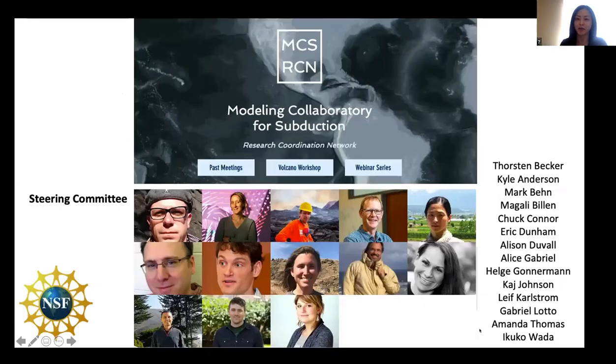I'm Ikuko Wada from the University of Minnesota. So Modeling Collaboratory for Subduction has been mentioned by Harold as well as the working groups in their presentations. It is currently funded by NSF RCN, Research Coordination Network, and it is in the planning stage, just like SZ4D. This MCS is led by Thorsten Becker, who is the PI, and the steering committee members, including myself. Now, many of the members are not available, so I'm just filling in for Thorsten today.